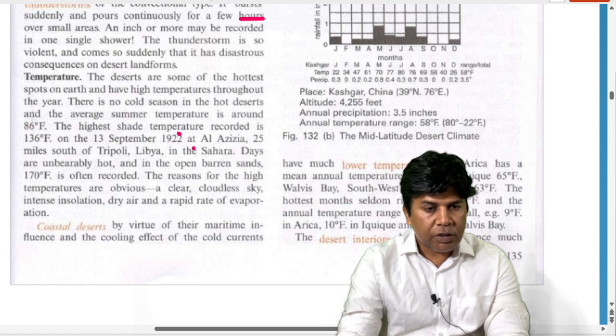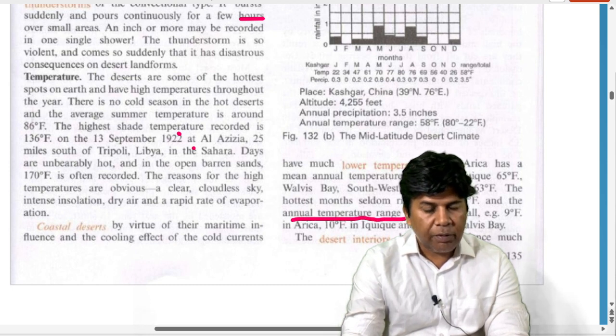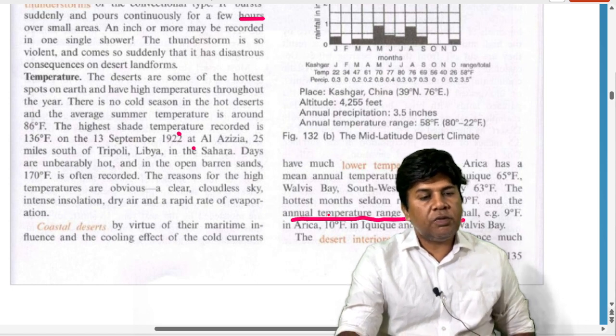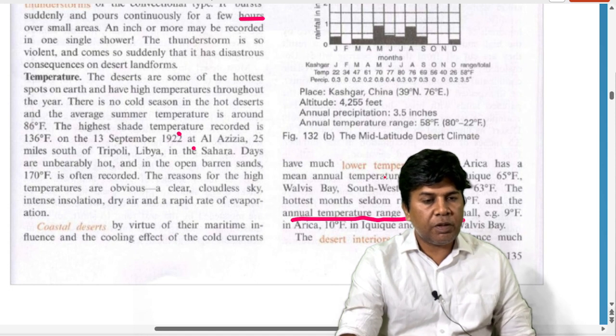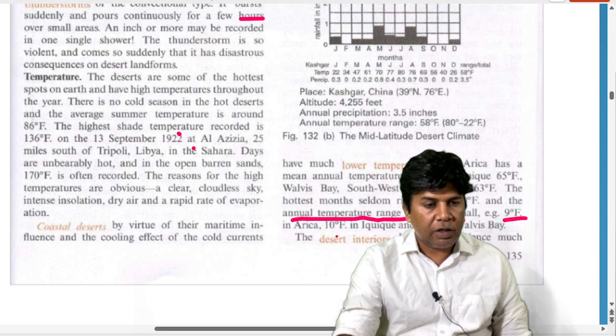The annual temperature range is also equally small in these places, because these areas have a maritime impact. It means the difference between the maximum temperature found in the summer and the minimum temperature found in the winter is going to be less. For example, only 9 degree Fahrenheit in Arica, 10 degree in Iquique, and 10 degree Fahrenheit in Walvis Bay.